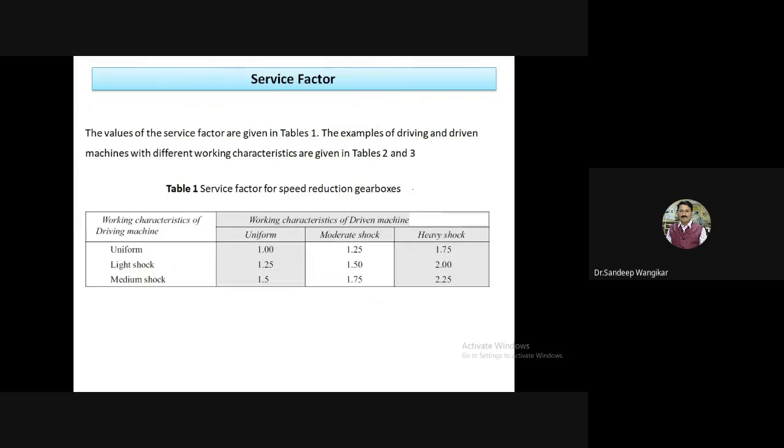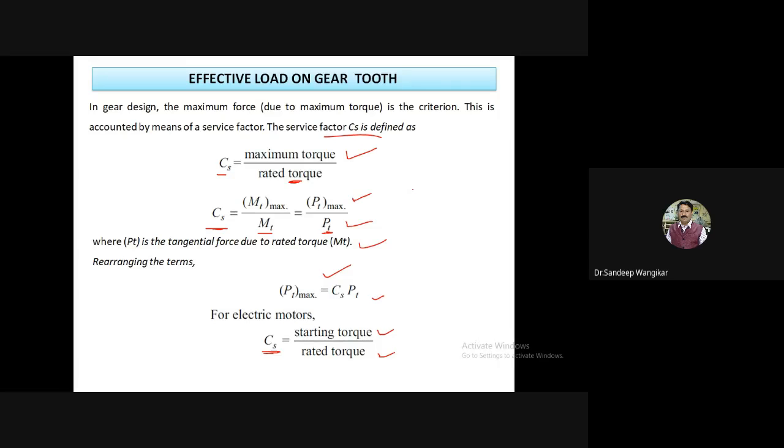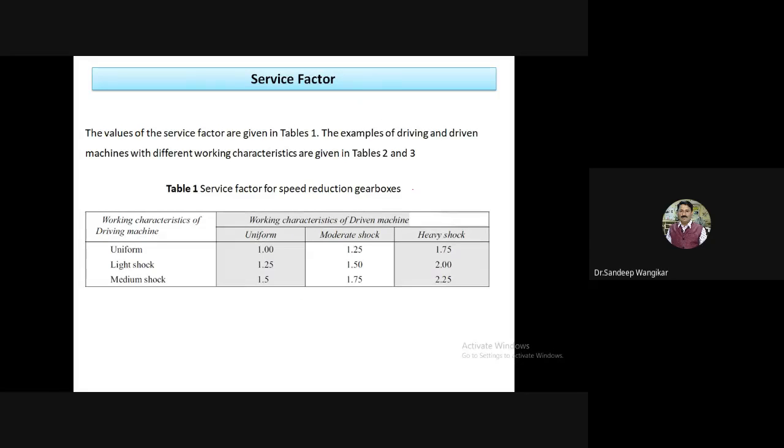Okay. Now this service factor, how does it vary? There are some considerations. Let us go deeper. I hope that while I am discussing all this and giving examples, under the heading effective load, you have taken down at least the formulas for CS. The values of service factor are given in table 1. There are again table 2, table 3. Just have a look at table 1: service factor for speed reduction gearboxes. This is a generalized case for your understanding purposes only.